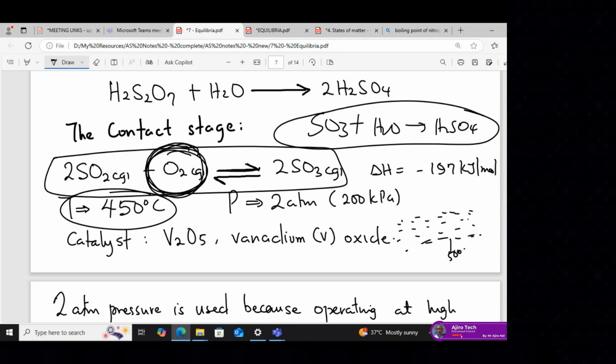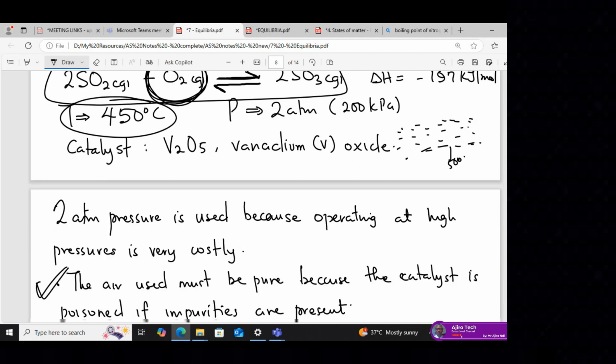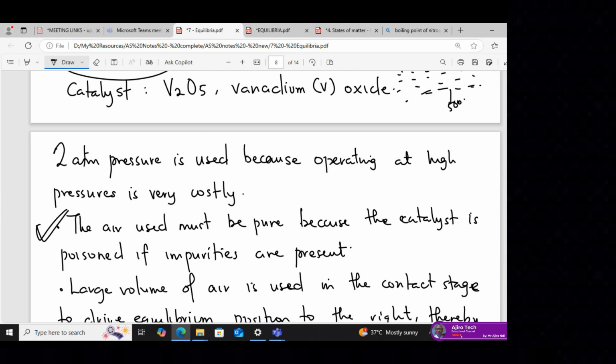Why do we use low pressure? Operation at high pressure is too costly. It's not worth it. The pressure already gives us high yield, so why go for high pressure? Though if you increase pressure, the yield will increase, but the increment is not worth it. Do you get it?